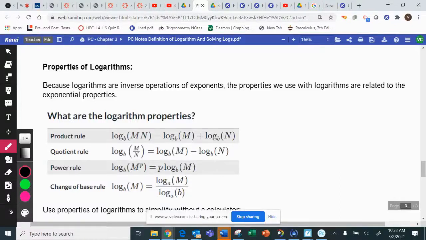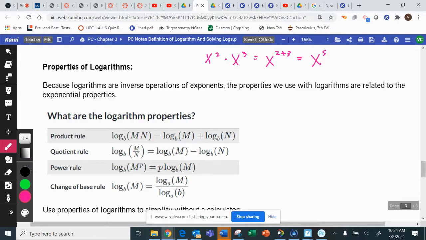Okay, so properties of logarithms would be similar to properties of exponents. For example, if I asked you guys to multiply x squared times x to the third, you would multiply and get x to the what? Fifth. How'd you get 5? You added your exponents, right? So since logarithms are just the inverse of exponential, these are related.